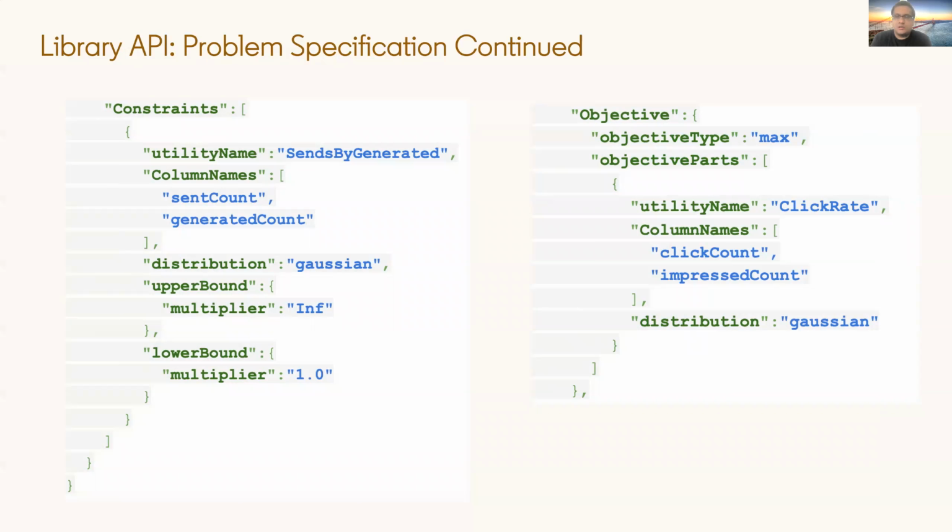The constraint, the utility name is sent volume by generated. And the way you compute it is by send count divided by generated count. And again, you want to model this as a Gaussian distribution. And there is an upper bound and a lower bound.